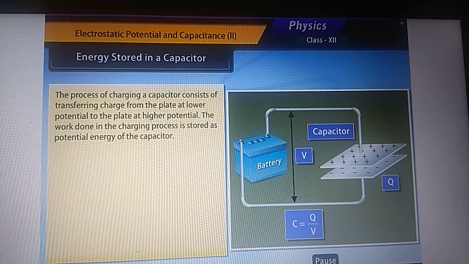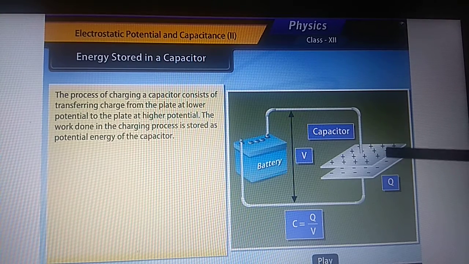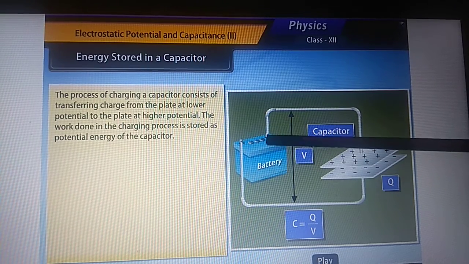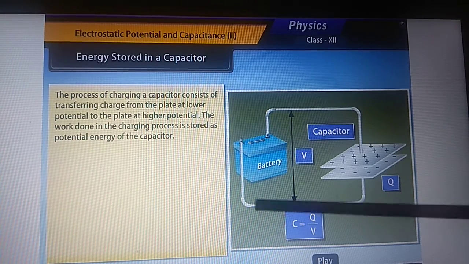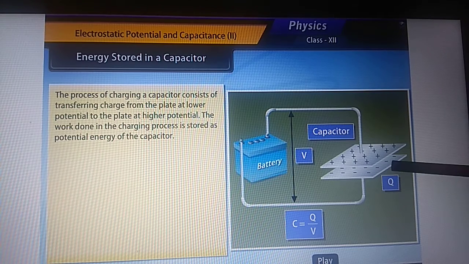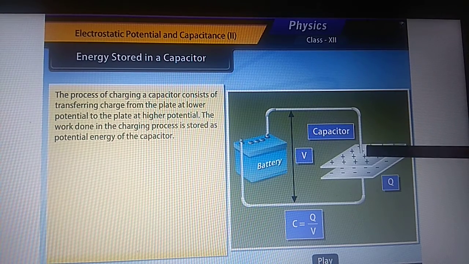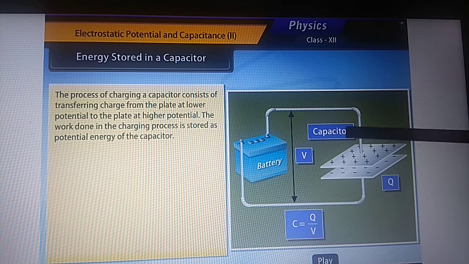The process of charging a capacitor consists of transferring charge from the plate at lower potential to the plate at higher potential. The work done in the charging process is stored as potential energy of the capacitor. Now, for the process of charging the capacitor, this is our capacitor, which is connected with the battery. The positive terminal is connected with the positive plate of the capacitor and the negative terminal is connected with the negative plate of the capacitor. Here we have to charge the capacitor.